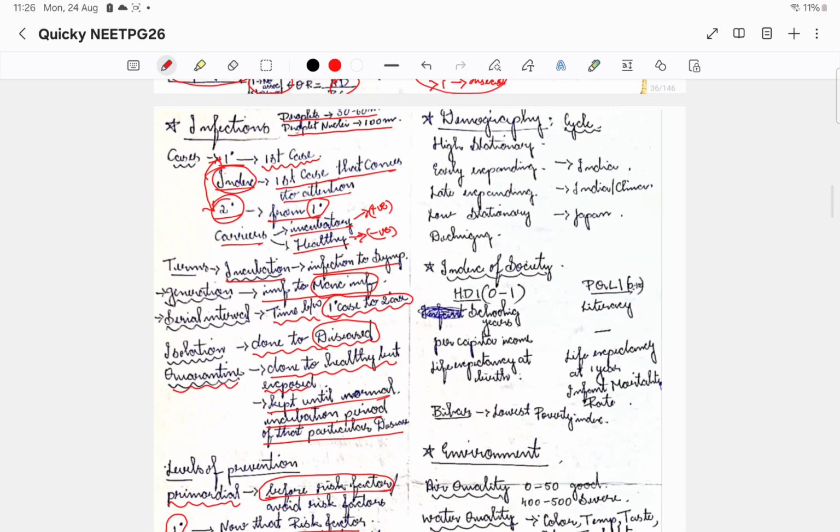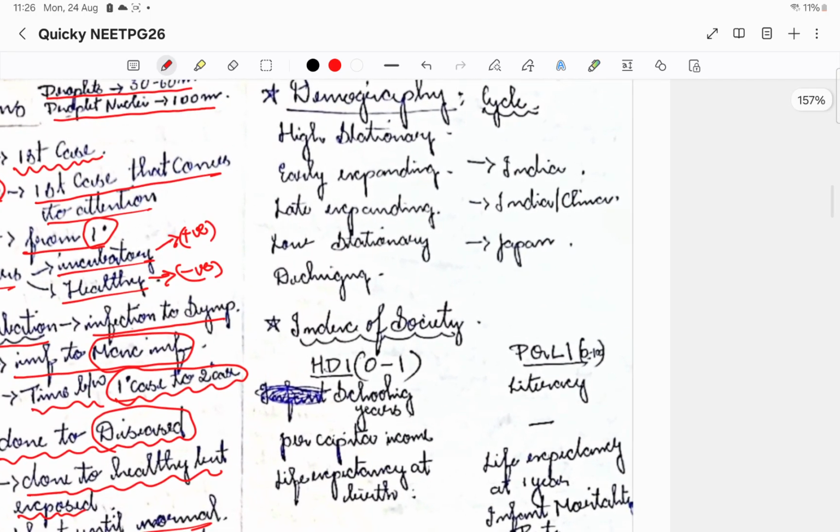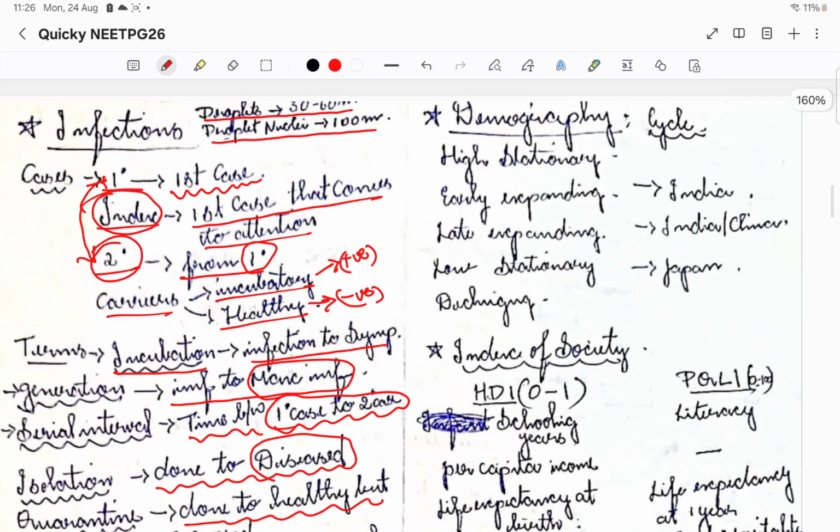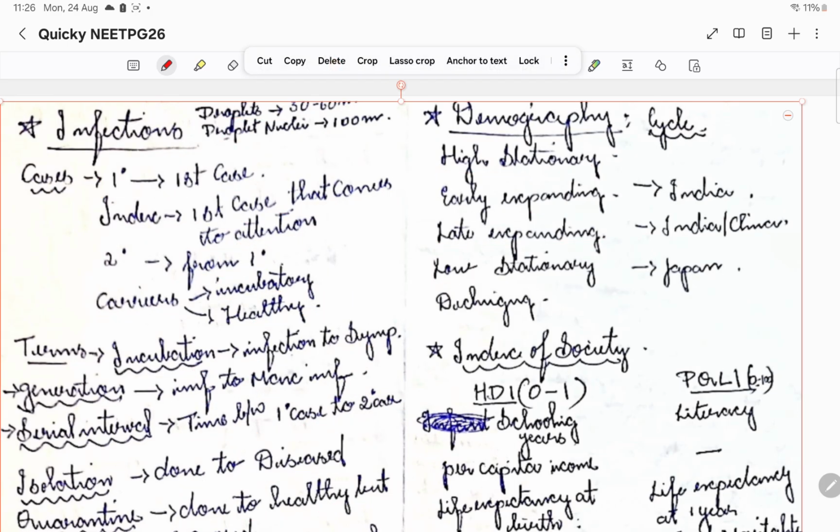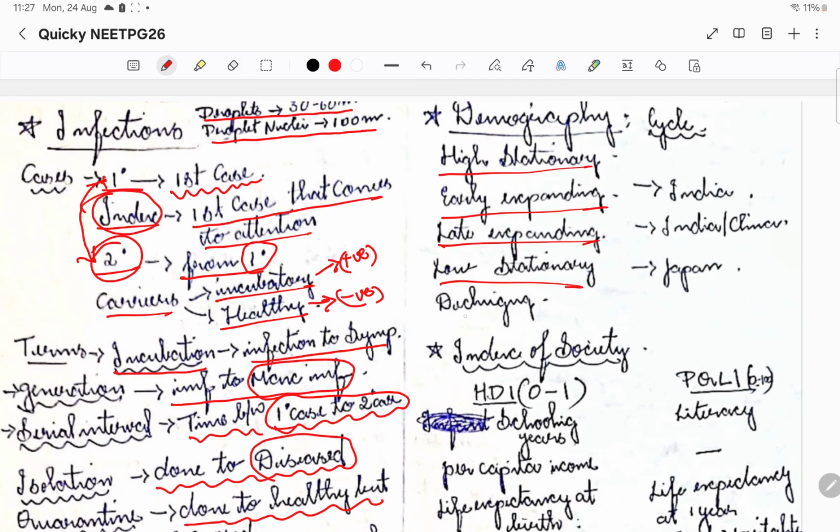Then coming down to the demographic cycle. Please go and take a look at this graph one more time. It is high stationary, early expanding, late expanding, low stationary, and declining. India is in both early expanding and late expanding. If they ask the question, please mark it as late expanding.